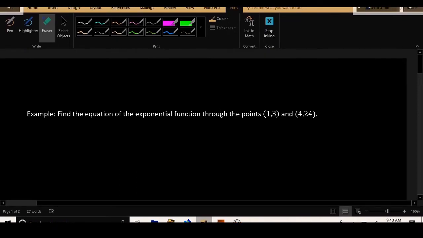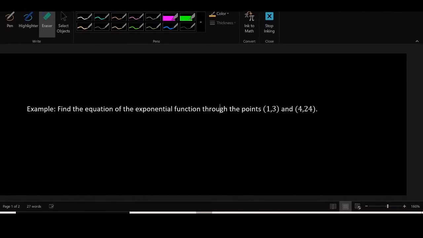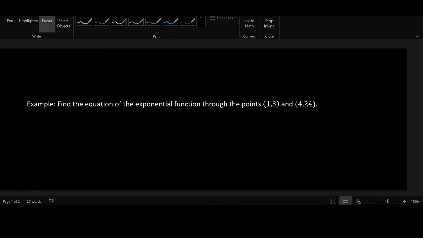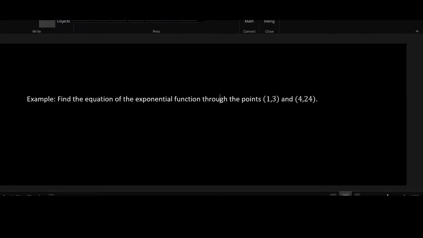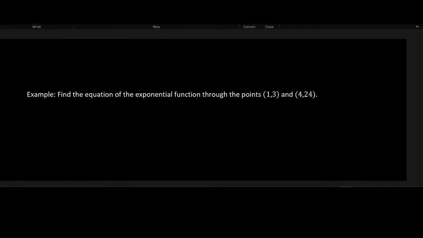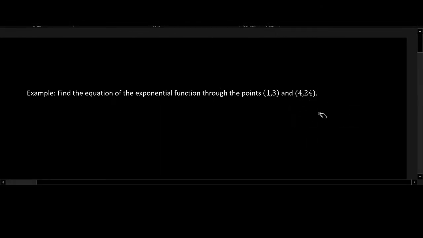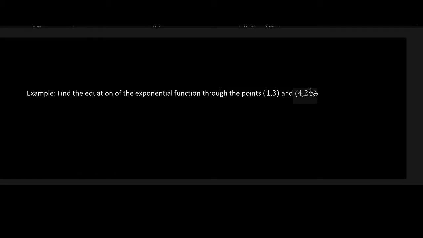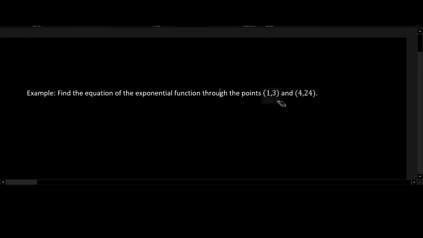Today I want to continue talking about the problem of finding the equation of an exponential function through two given points. But today I want to deal with the special case that the 2 points that you're given, neither one of them is the y-intercept. So some work will have to be done in order to find the value of a, the y-intercept of the exponential function. So let's consider the following problem as an example. Find the equation of the exponential function through the points (1, 3) and (4, 24).